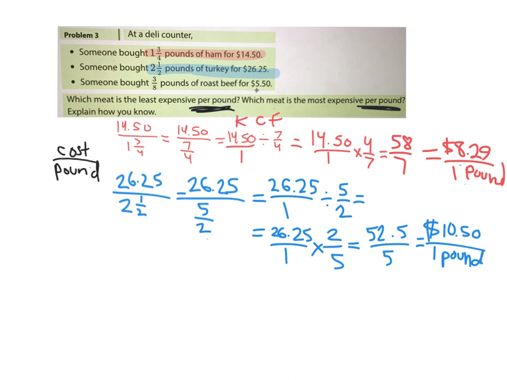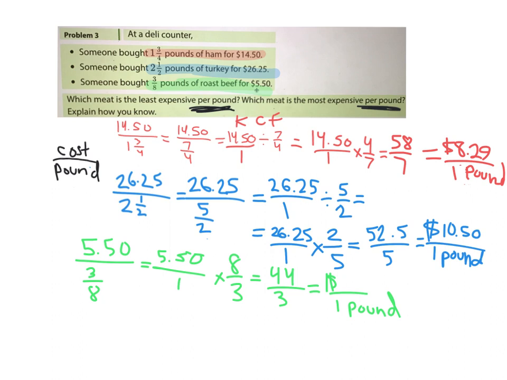All right, now for the last one, we're going to make that one green for roast beef. Roast beef is going to be green. I'm going to just go ahead and do keep, change, flip, change it to multiplication. So I flip 3/8 into 8/3. Now, if you do that, you're going to get 5.50 times 8 is 44. 1 times 3 is 3. And $44 divided by 3 is going to give you $14. If you round it up, it's going to be 67 cents per pound.